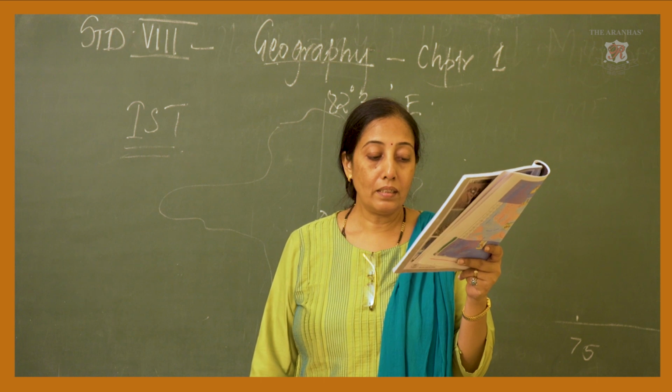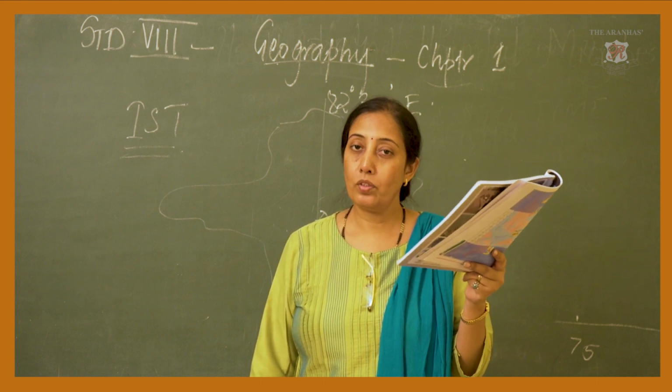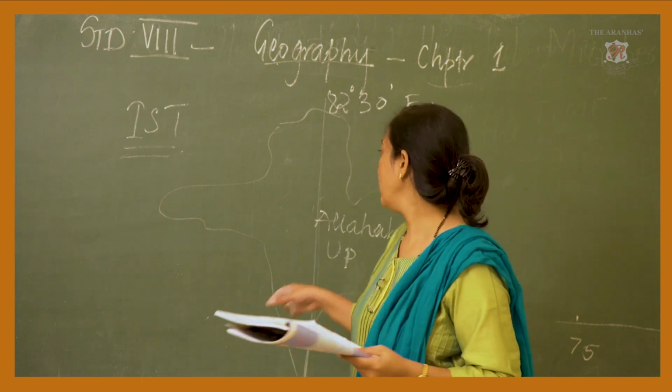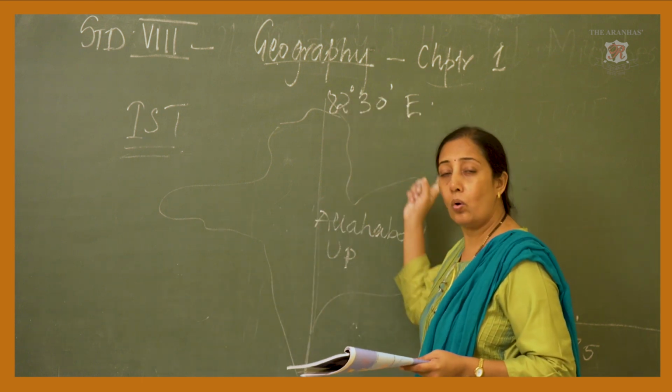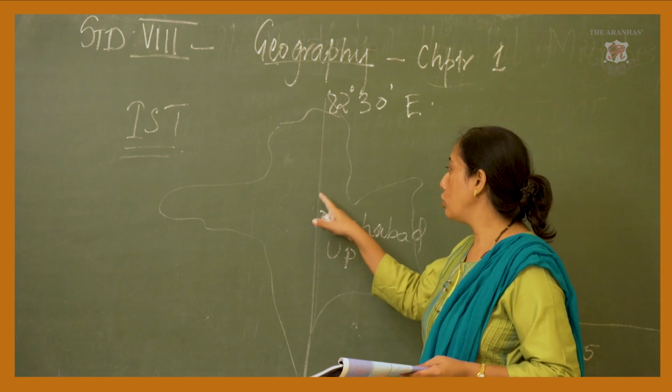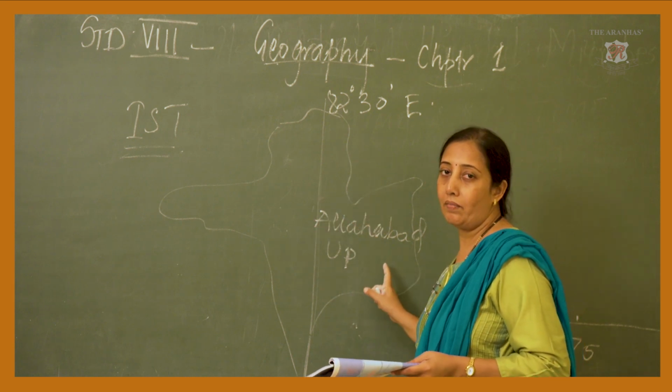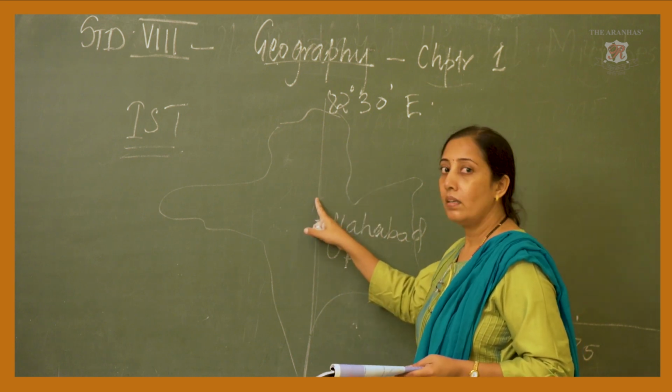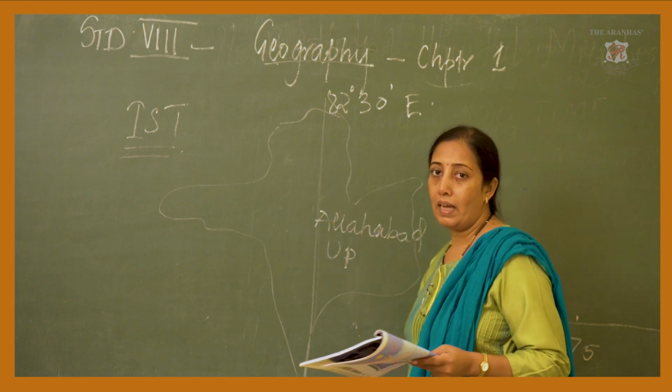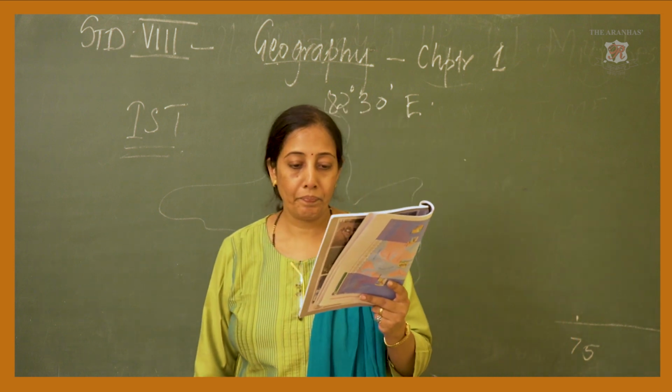Now, the local time at this longitude has been selected as the standard time of the whole country. So, if it is 12 o'clock here, the whole country will have 12. If it is 2 p.m. here, the whole country will have 2 p.m. If it is 1 a.m. here, the whole country will have it as 1 a.m.